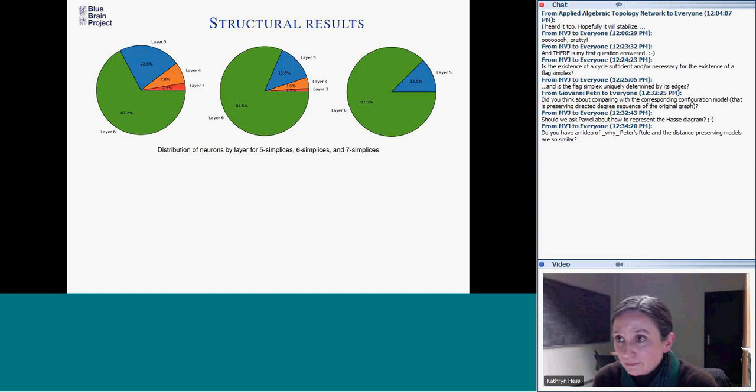These three pie charts show for the 5 simplices, 6 simplices, 7 simplices in the directed flag complex which layers are represented. So you see that the 5 simplices, for example, are built primarily of layer 6, but there's also some layer 5s and layer 4 and some layer 3. When we go all the way to the 7 simplices, so these are 8 cliques, then there's really only layer 6 and layer 5 that are involved. That tells us that those neurons are really the ones that are connecting to lots of others and forming these sort of sync depths.